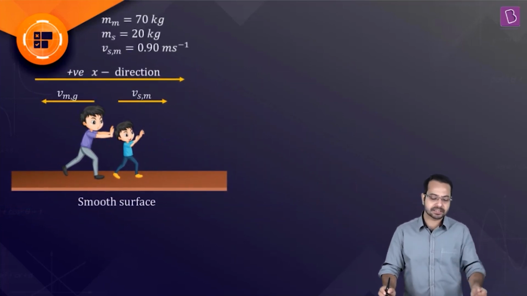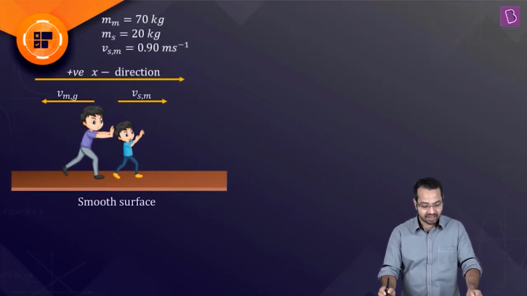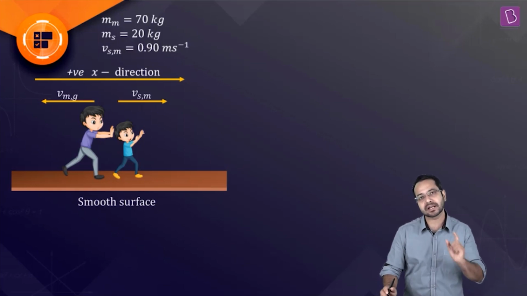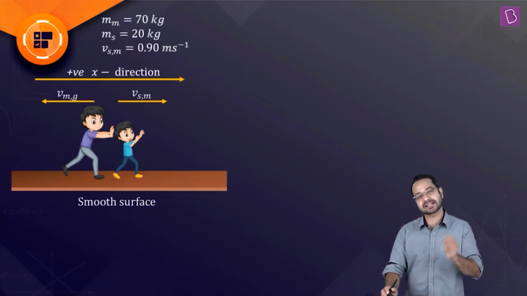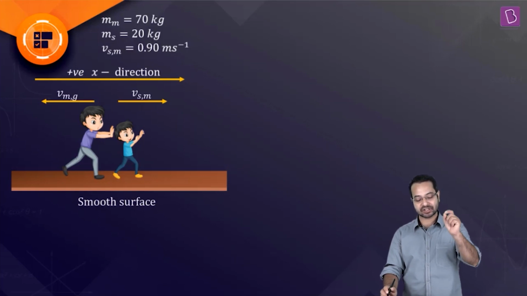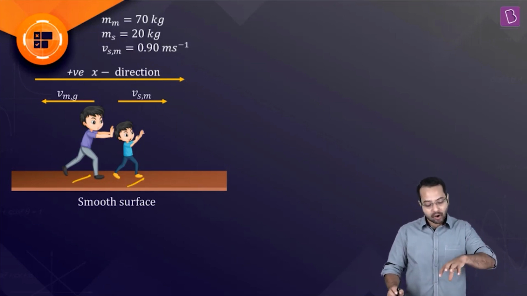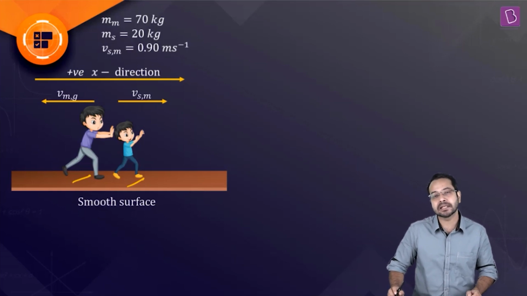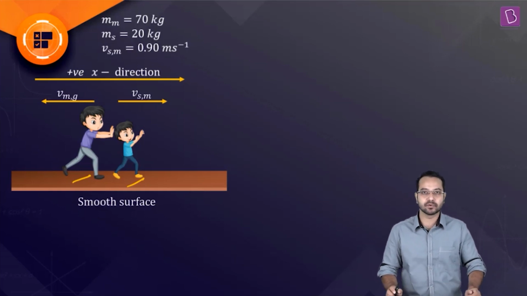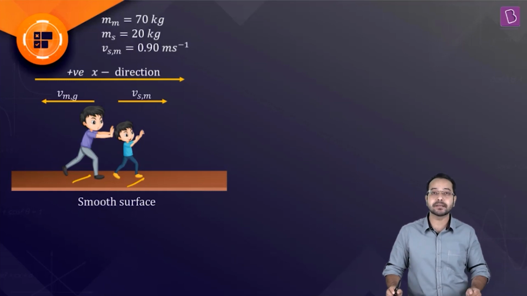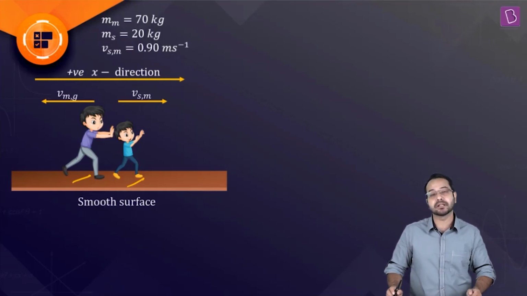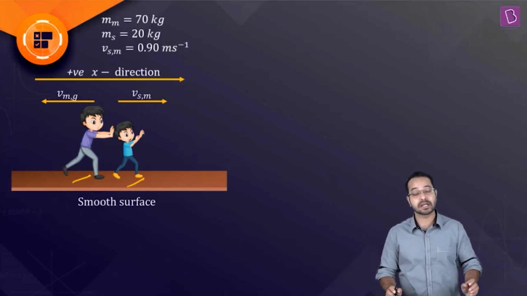Now, this is a frictionless surface. Is there any force in the horizontal direction? I'm talking about external force in the horizontal direction on the system. So the system is man plus his son. On this system, is there any external horizontal force? None. I can't see any, which means that the linear momentum in the horizontal direction is going to be conserved.